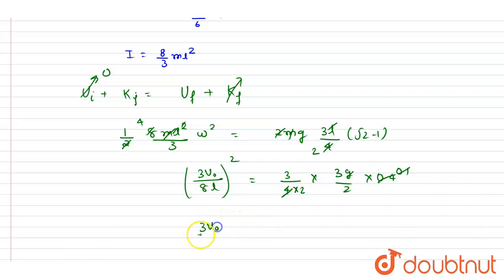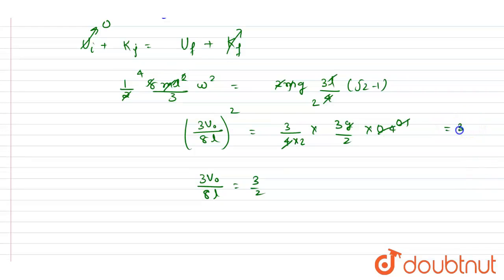So I will write down 3 by 2 square basically, right? So put the value of L as 2, so this will get cancelled out, and you will write down V0 is equal to 8 meter per second, and this is the answer.